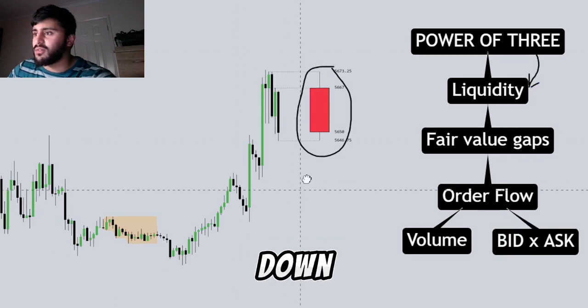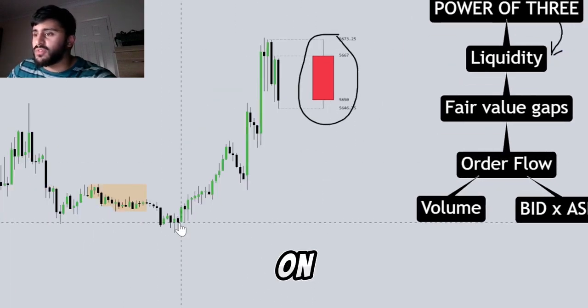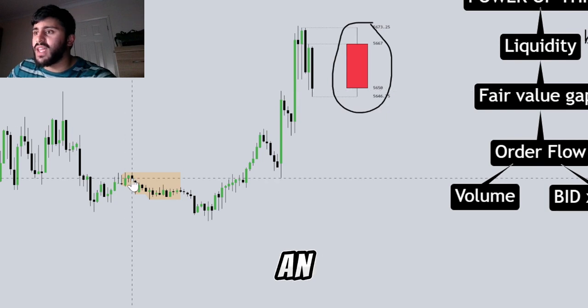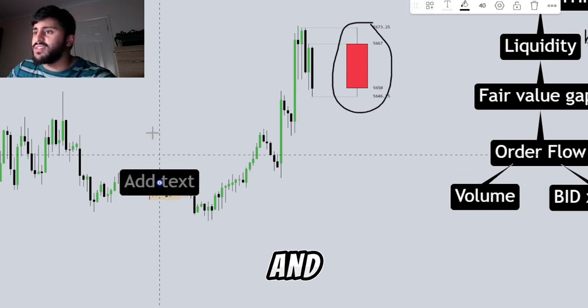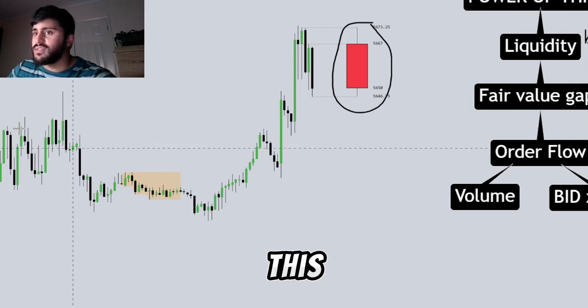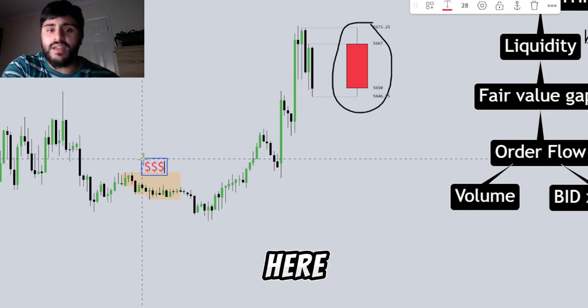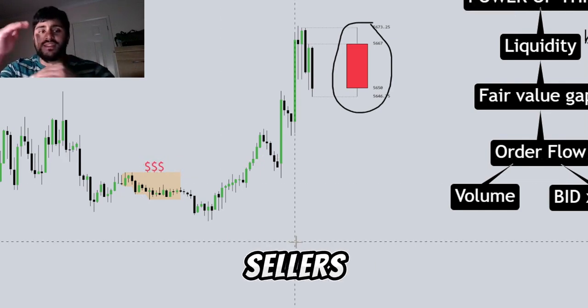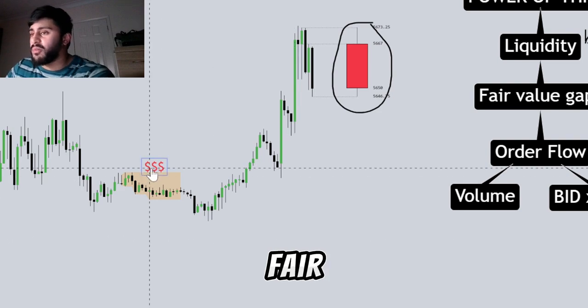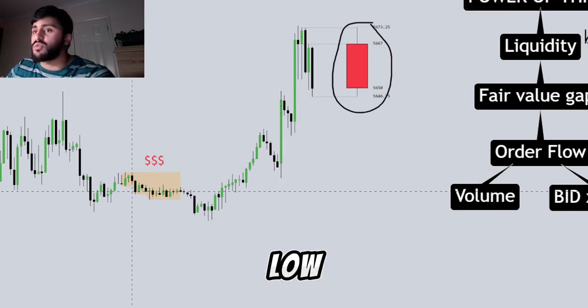So let's just break this down in terms of ES. This was on the 17th of March, right? So yes, we have an Asian range just over here. This is the Asian range in orange, and this is what accumulates liquidity, right? This is the accumulation phase of the market. So I'm just going to put dollar signs over here. This represents buyers and sellers exchanging at a fair price, right? We have an accumulation. It's a low time of day.